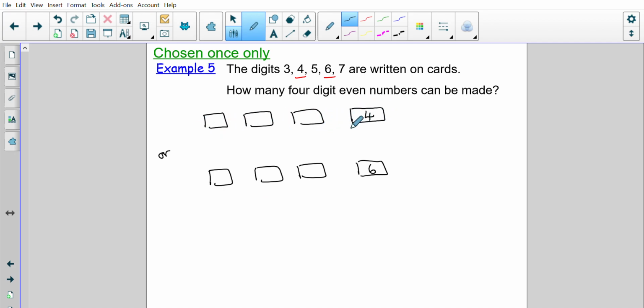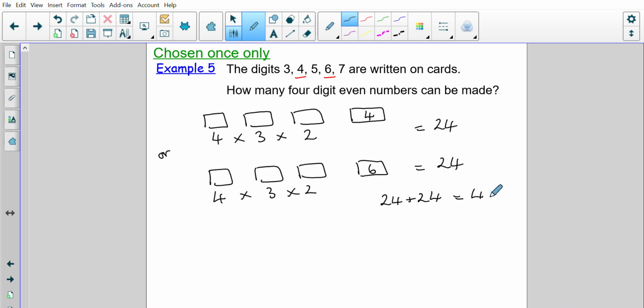Because I've already chosen a 4 for here, I'm now left with 4 cards to choose from. So I've got 4 to choose from this position, 3 to choose from this position, and 2 to choose from this position. So I can multiply those together, and that gives me 24 possible 4-digit numbers with a 4 at the end. And then with a 6 at the end, again, because I've chosen the 6 here, I've got 4 left for the first position, then 3, then 2. So that gives me another 24 possible numbers with a 6 at the end. So my total number of 4-digit even numbers is going to be 48.